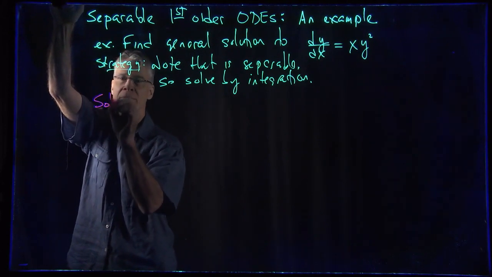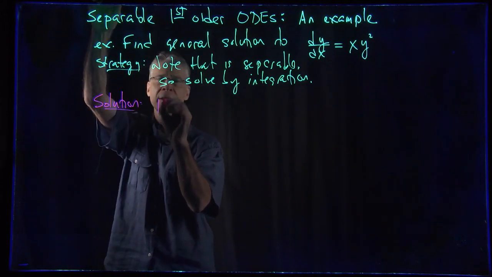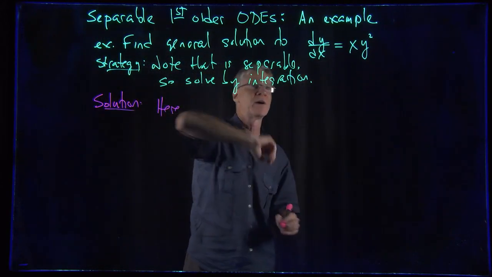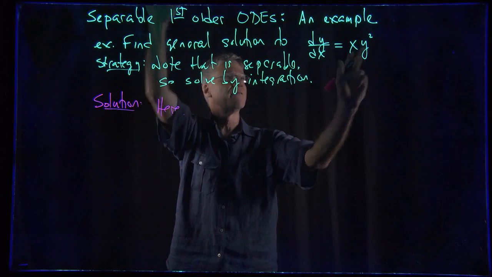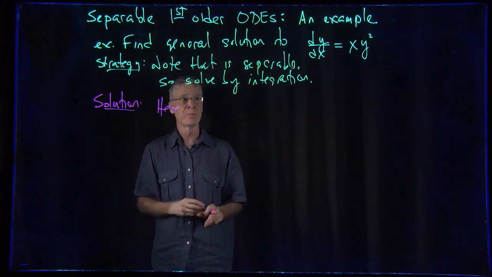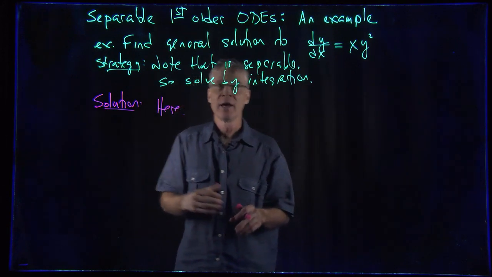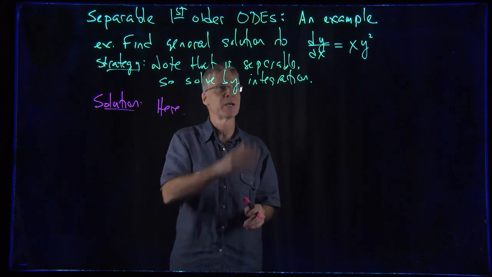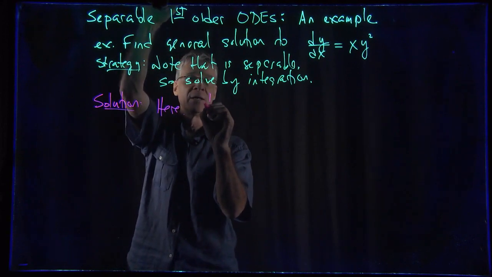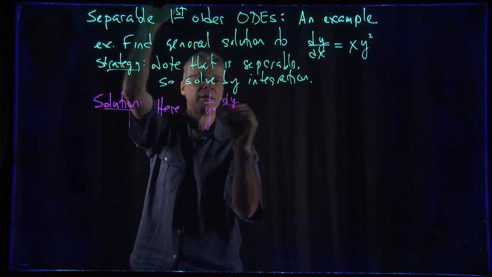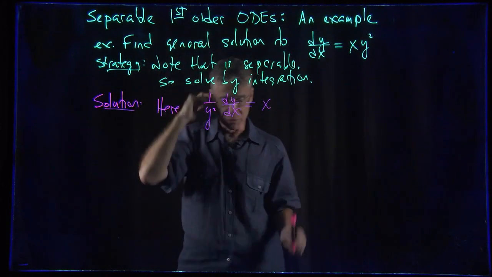So our solution will be the following. Let's separate the variables. Remember, this is a product of a function of just x, the independent variable, and a function of the dependent variable alone. So our h of y in that particular case is y squared, and our g of x in this example is just x. So let's separate these. This is 1 over y squared dy/dx. On the left, we're just dividing out by the y squared, and that equals x.